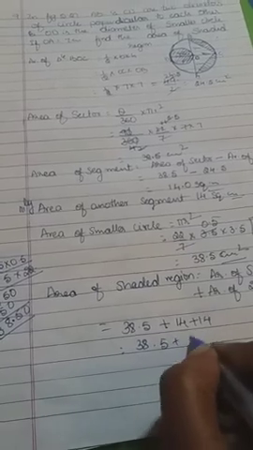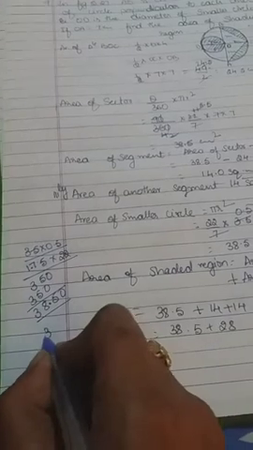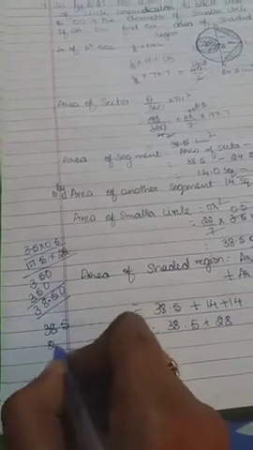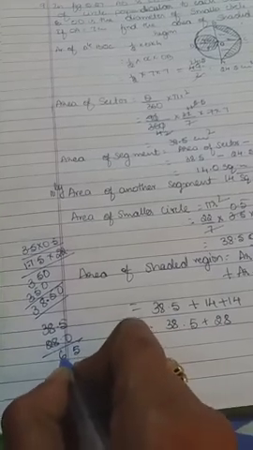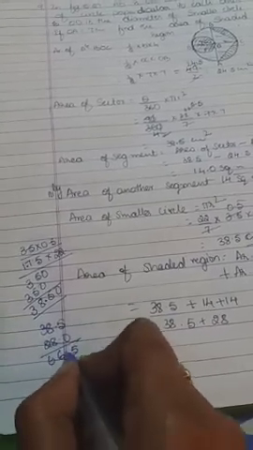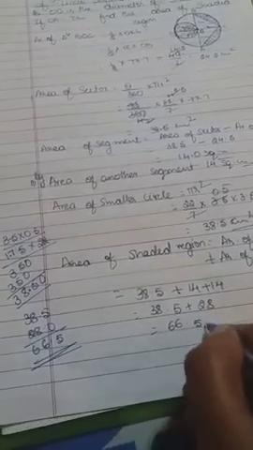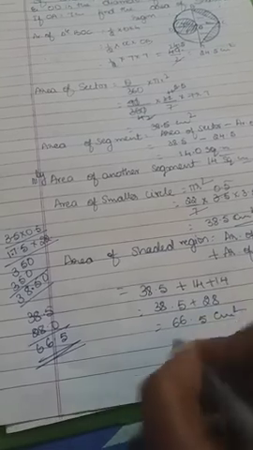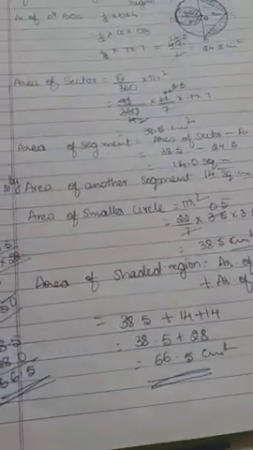38.5 plus 14 plus 14, that is 28. So you should add 38.5 and 28.0. 5 plus 8 is 13, 1 carry, 3 plus 2 is 5 plus 1 is 6, so 66.5 centimeter square. So this is the area of the shaded region. Hope you will understand this. That is the 66.5. Okay, let's move to the next sum, the 10th sum.